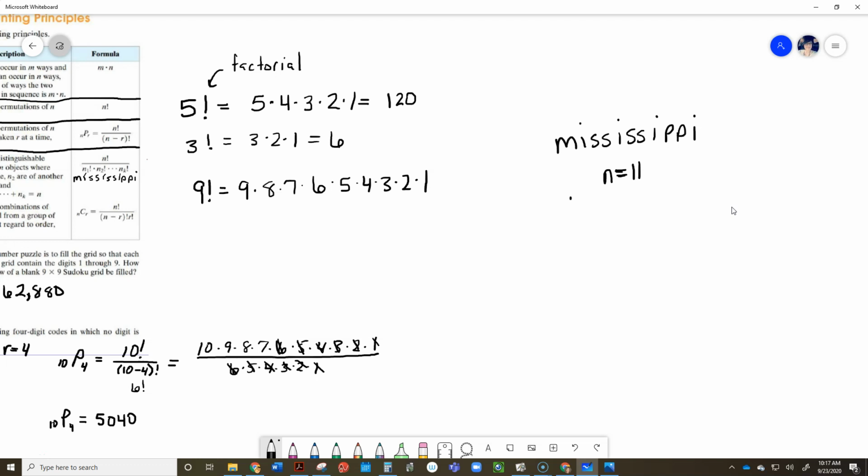So the indistinguishable things that I need right here are going to be I's. Well, how many I's do I have? 1, 2, 3, 4. I have 4 I's. And then for S's, those are also indistinguishable. 1, 2, 3, 4. I have 4 of those. And then I have P's. Those are indistinguishable, and I have 2 of those. And then the M, I just have 1 of those, so it's distinguishable from all the others. So these are the indistinguishable items or objects that I have.